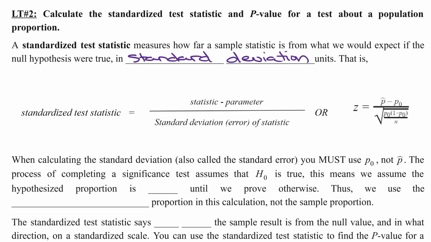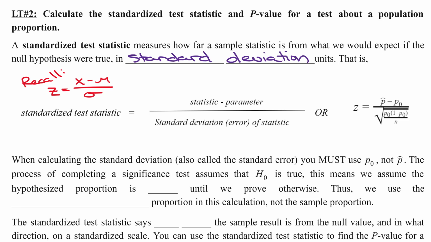Our standardized test statistic measures how far a sample statistic is away from what we would expect if the null hypothesis was true. We're going to measure this in terms of standard deviations. That is, our standardized test statistic is just a z-score. We found the z-score way back in chapter 2 when we first learned about normal calculations. If you recall, we often calculated this as an x value minus the mean, all over the standard deviation.